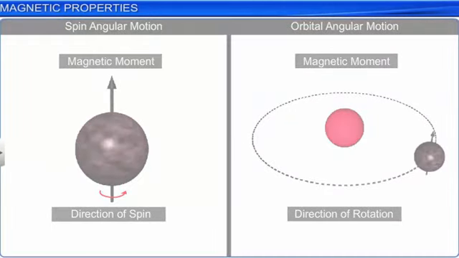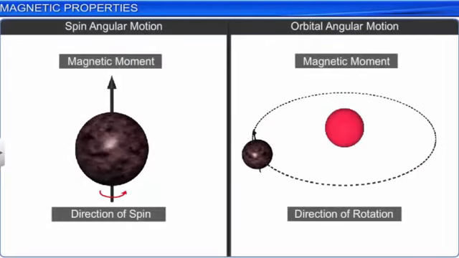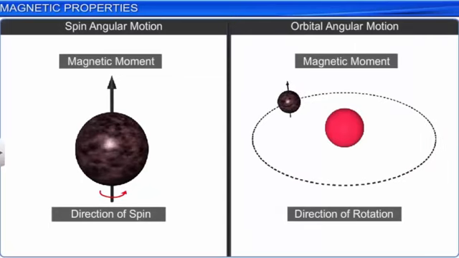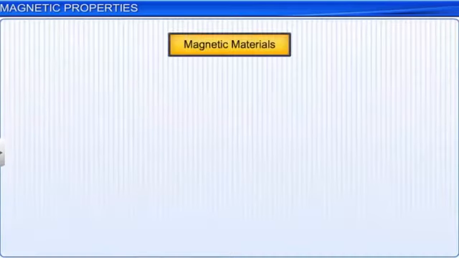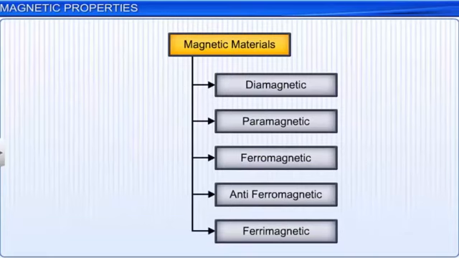Thus, every electron has a permanent spin magnetic moment and an orbital magnetic moment associated with it. The values of magnetic moment are very small and are measured in units called Bohr magneton. 1 Bohr magneton is equal to 9.27 into 10 to the power minus 24 ampere meter square. Based on magnetic properties of materials, they are classified into 5 categories, namely diamagnetic, paramagnetic, ferromagnetic, antiferromagnetic, and ferrimagnetic.